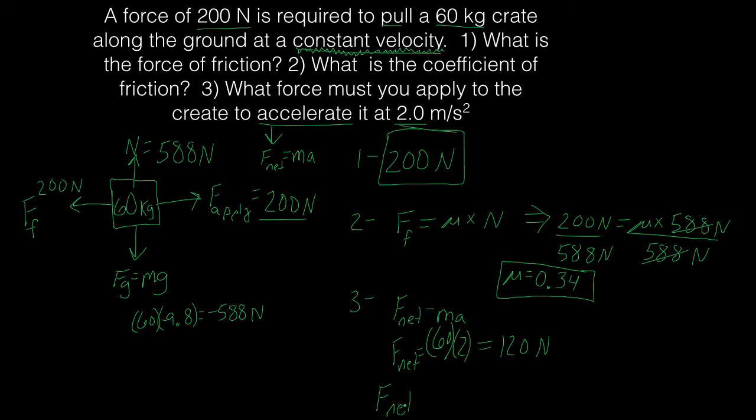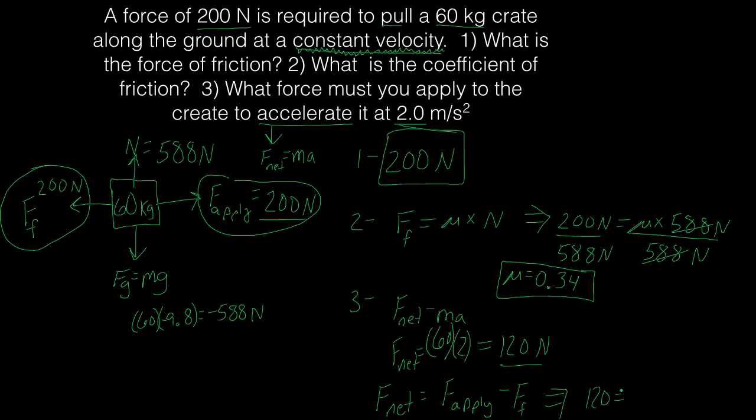The net force is equal to everything going to the right. So that would be your applied force, so force applied, minus everything going to the left. And so everything going to the left is your force of friction. So our net force, we know it was 120. So if I slide everything over here, I'm just going to plug in the numbers to this equation. 120 is equal to your force applied minus the force of friction.